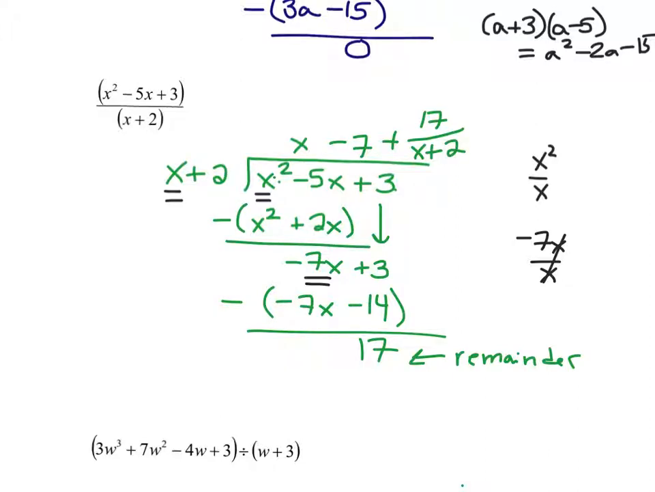Quite honestly, if our remainder is not 0, we're not going to really be too concerned about it in the future, but for now, that's how you'd formally write the quotient.